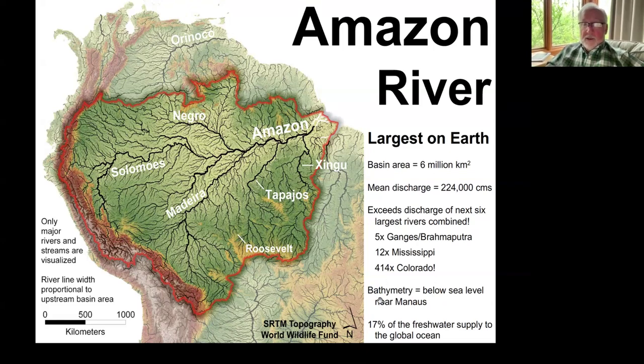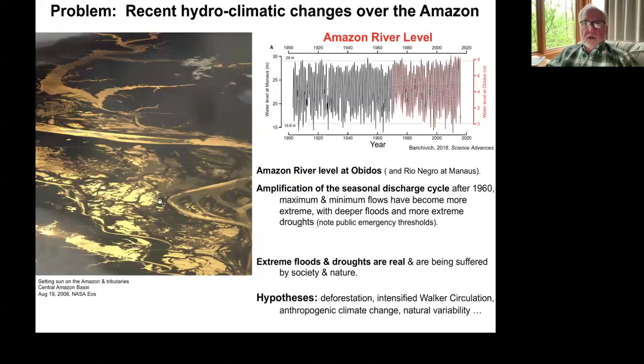Another way to think of this is the bathymetry of the river is below sea level near Manaus. Well, Manaus is right here. So about 1,000 kilometers inland, the bed of the Amazon River is lower than sea level. What does that mean? That means that the discharge of the river is mighty enough to hold the Atlantic Ocean at bay. The river delivers 17% of the freshwater supply to the global ocean. Amazing. So there's problems that we want to address with the tree rings and these hydroclimate changes over the Amazon.